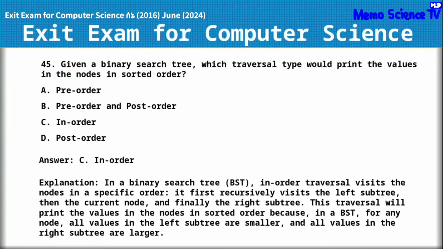In order. In a binary search tree, in order traversal visits the nodes in a specific order. It first recursively visits the left subtree, then the current node, and finally the right subtree. This traversal will print the values in the nodes in sorted order because in a binary search tree, for any node, all values in the left subtree are smaller and all values in the right subtree are larger.